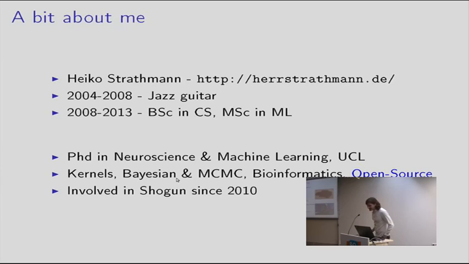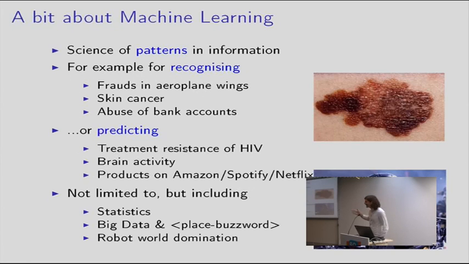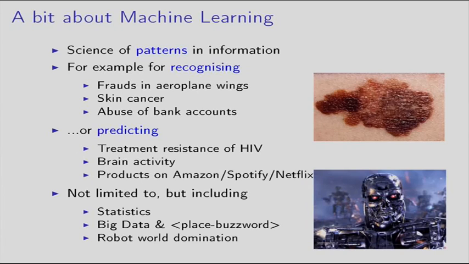So what is machine learning about? How many of you are familiar with this term or what it means? Okay, quite a few. These are very high-level examples of applications, of things that I've come across so far. Machine learning is a science, and it's really a science of patterns and information.